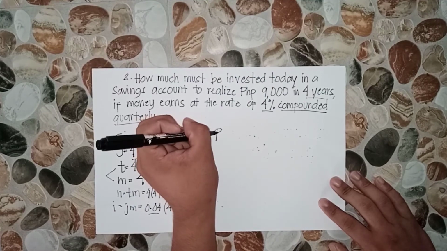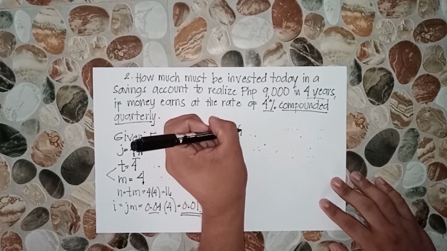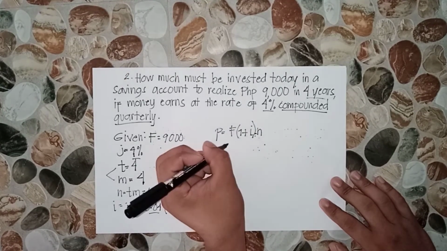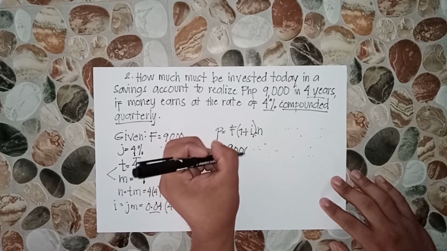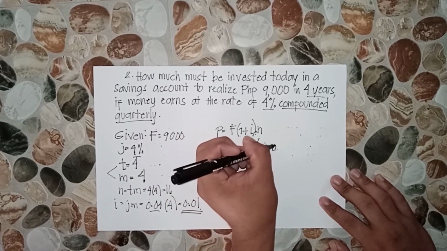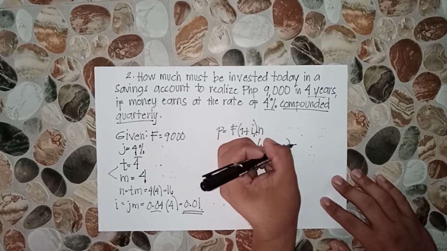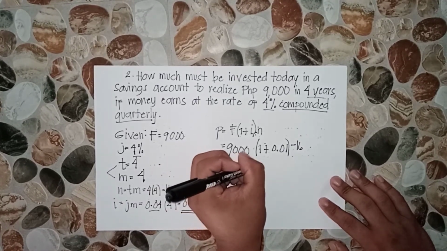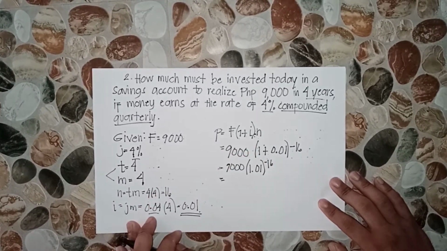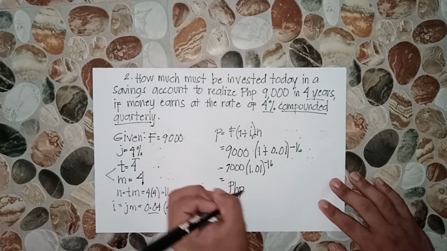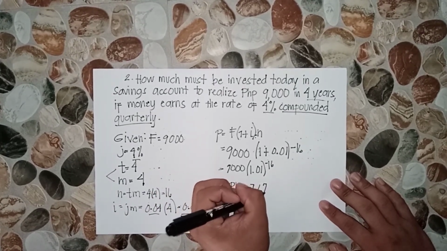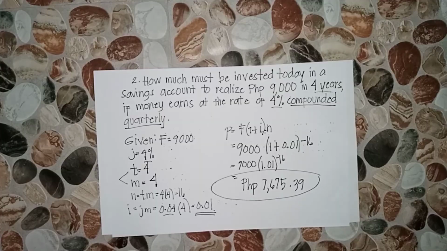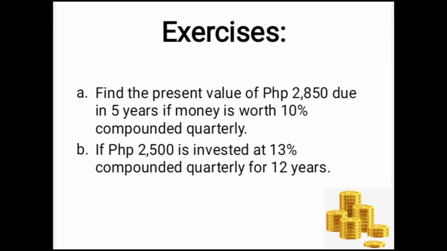Our formula in finding the present value is P equals F times (1 plus i) raised to negative n. So let's derive our formula: 9,000 times 1.01 raised to negative 16. Our final answer is 7,679.39, so our present value is 7,679.39. So let's do our exercises.